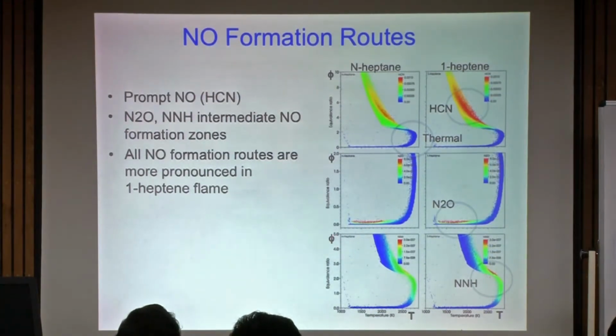And what is this one now? NNH. So NNH is produced more in the rich zone and relatively higher temperature, but there is more NNH also in 1-heptene compared to heptane. So all NO formation routes are more pronounced in the 1-heptene flame.